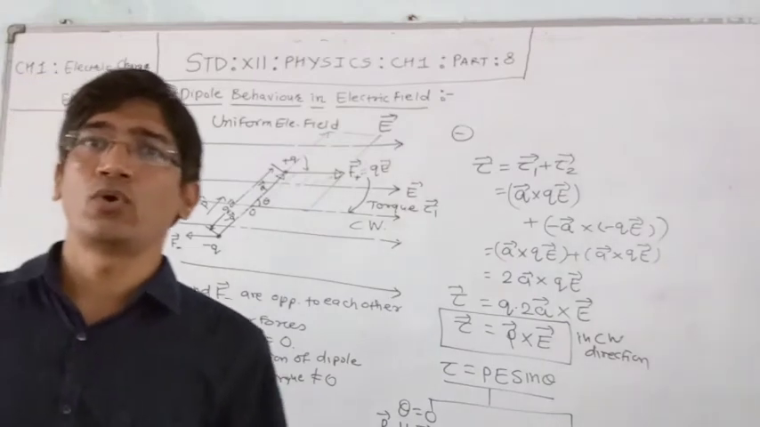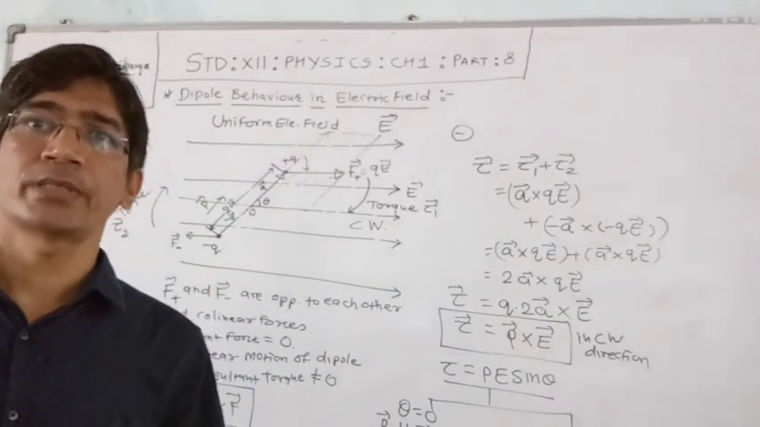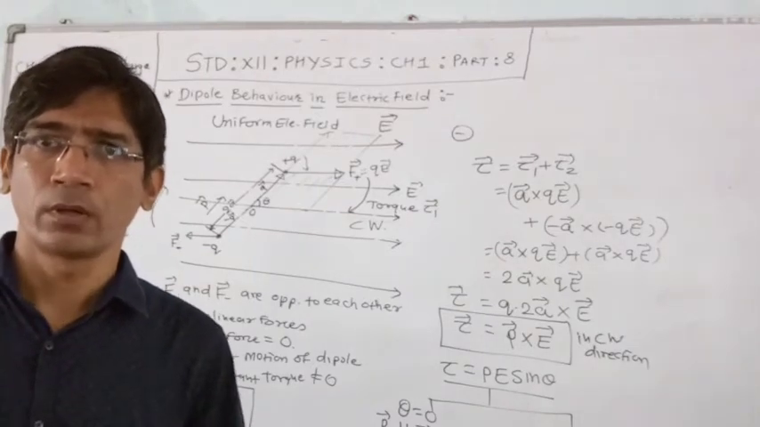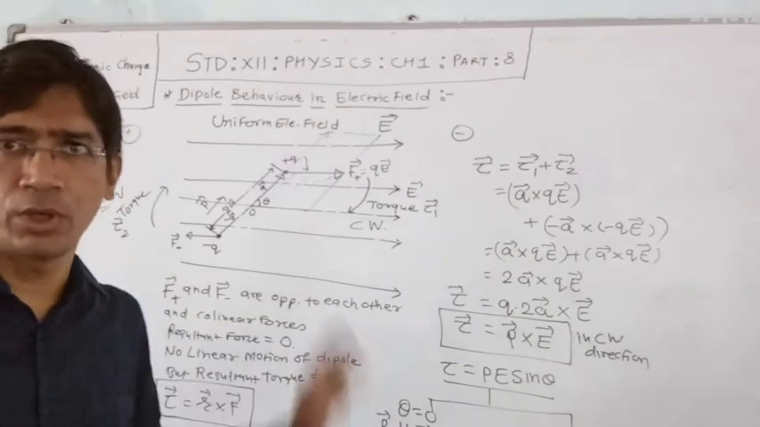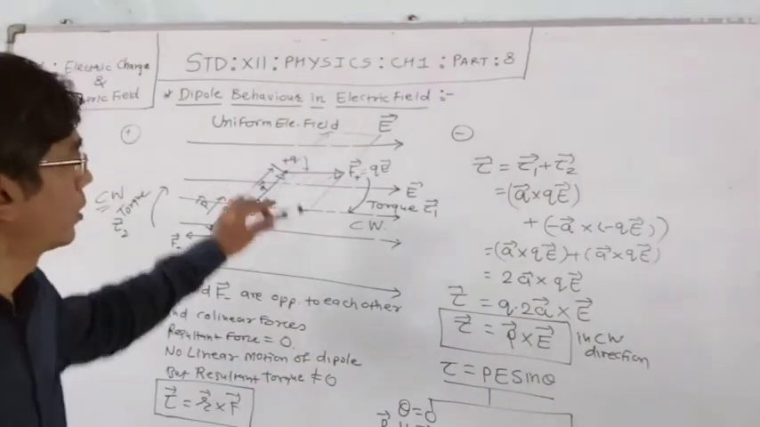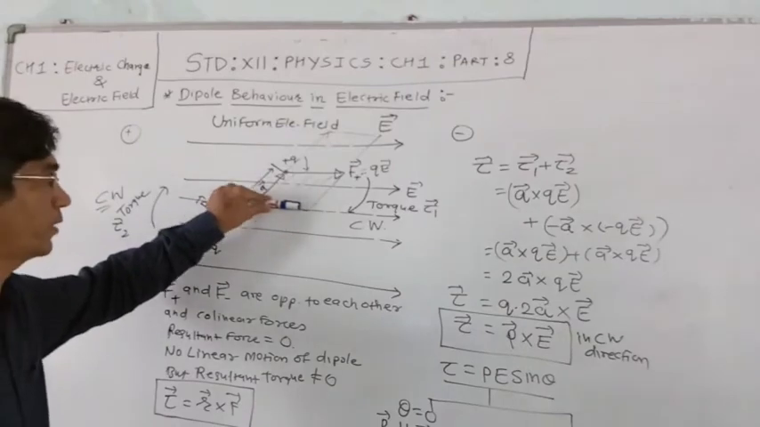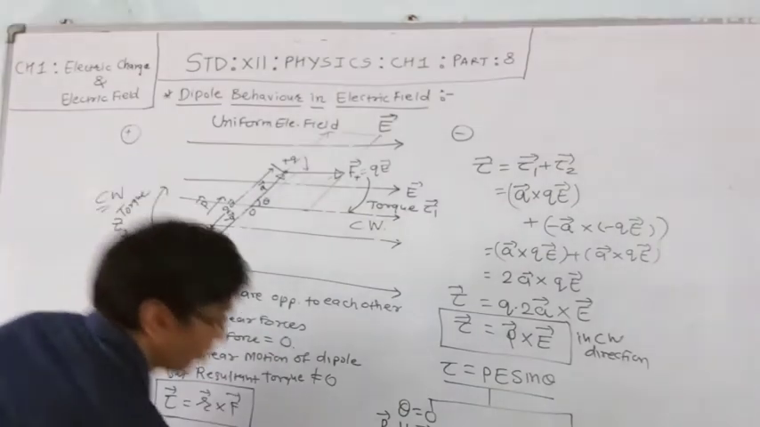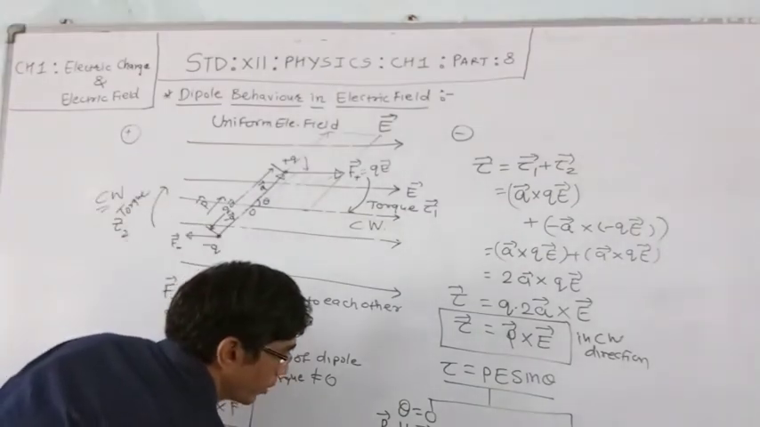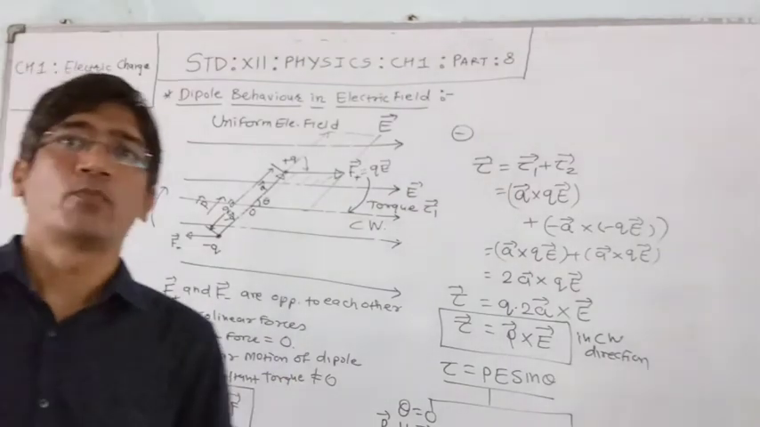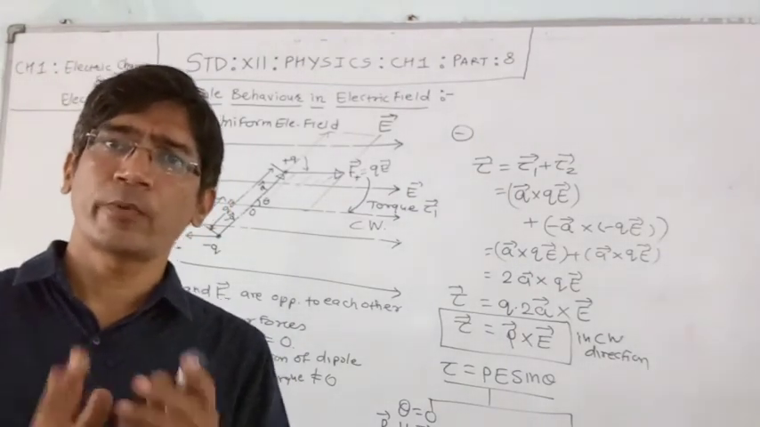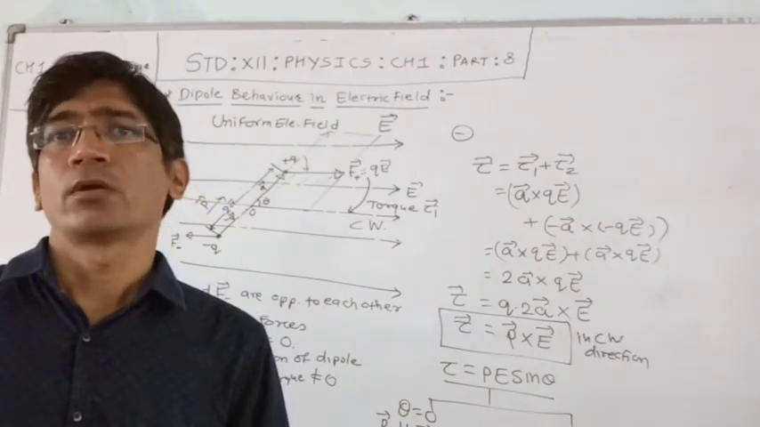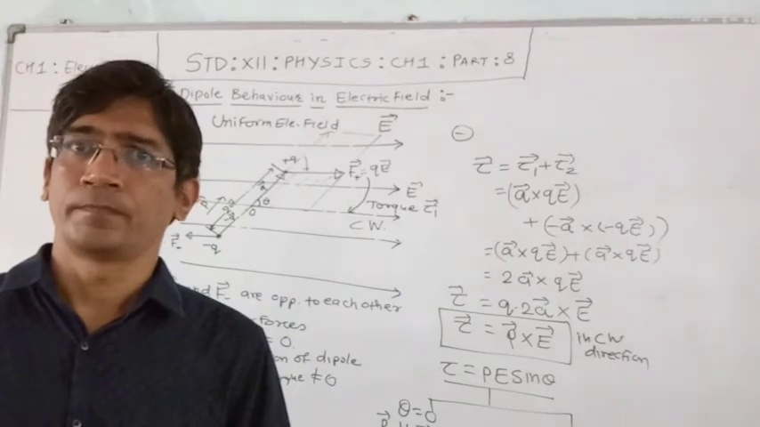Torque is 0, that means no rotational motion of the dipole takes place now. The dipole does not rotate, the rotation is stopped. Linear displacement is also 0. So now the dipole is aligned in the direction of the electric field and it becomes steady. Here its potential energy is minimum. The system in which potential energy is minimum is known as the equilibrium state of the body or of the system.